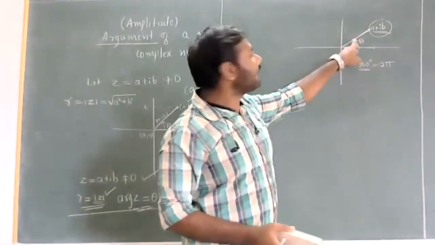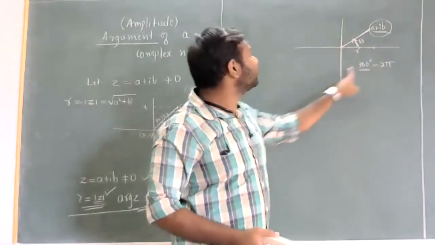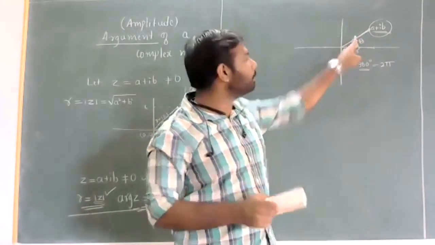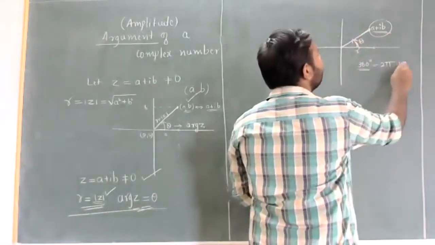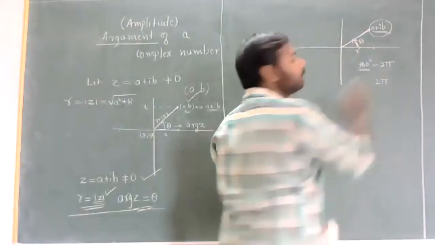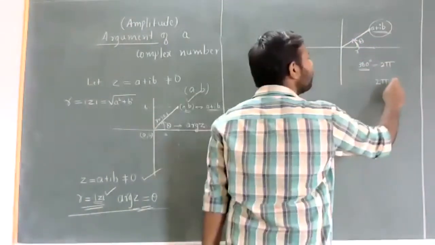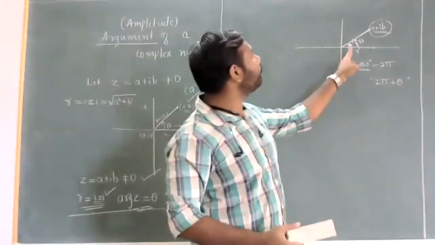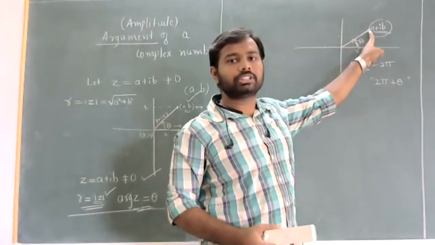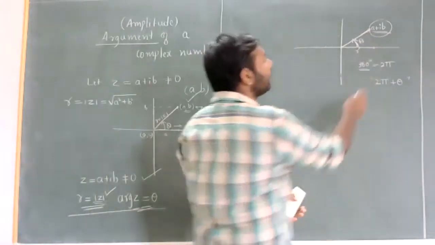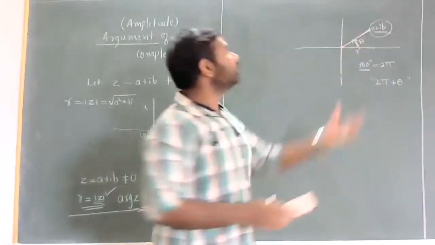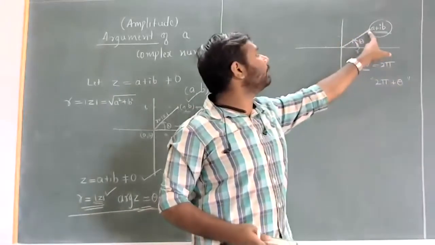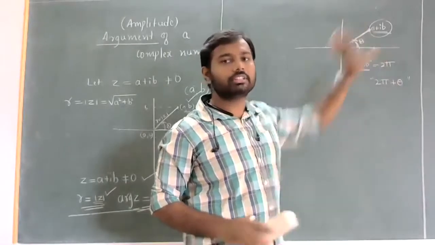Then, starting from this point, if I go around the circle, I'll be in the same position. But I have covered an extra angle 2 pi. So 2 pi plus theta. This angle 2 pi plus theta will also give you the same position. That means if I rotate this line for an angle of 2 pi plus theta, it will be subtended at the same position.